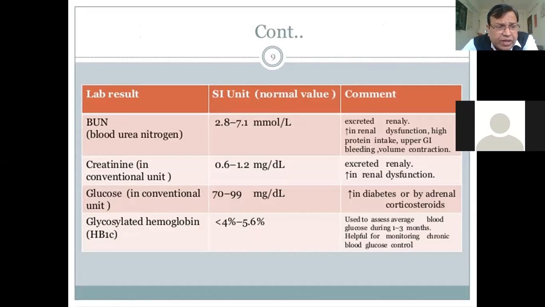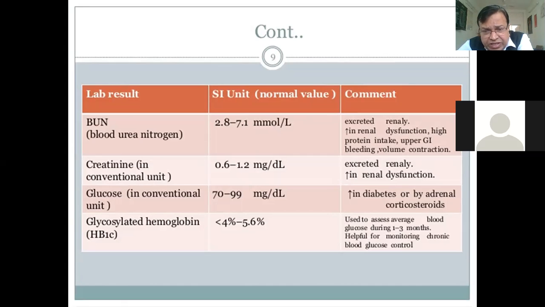Similarly, BUN, that is blood urea nitrogen. You get this in the form of abbreviation also, so you must know the full form. Blood urea nitrogen, the normal value is 2.8 to 7.1 millimole per liter. It is excreted through the kidney, and the concentration of urea will increase if there is renal dysfunction, or you are taking a high protein diet.